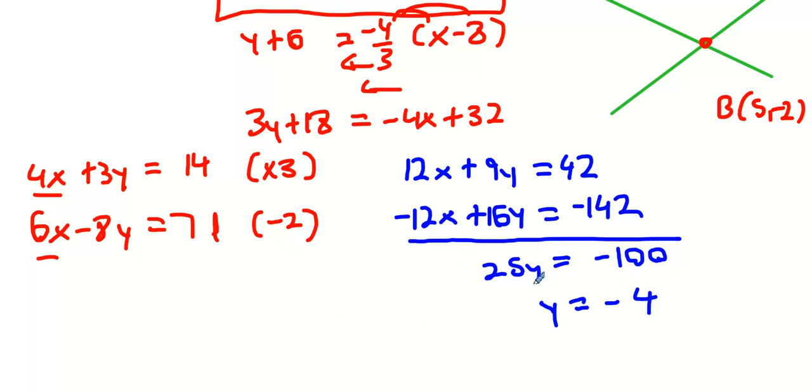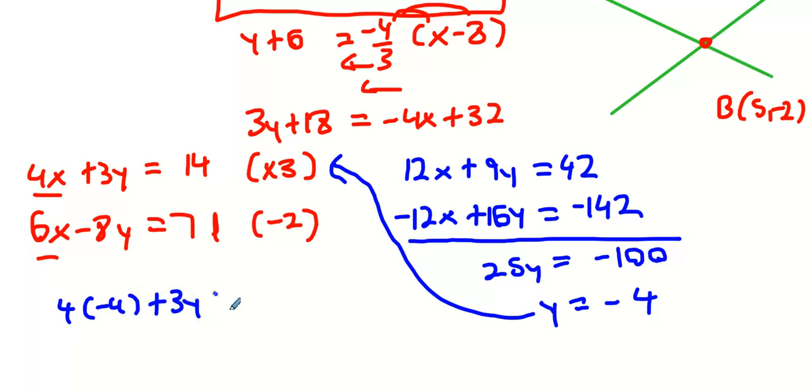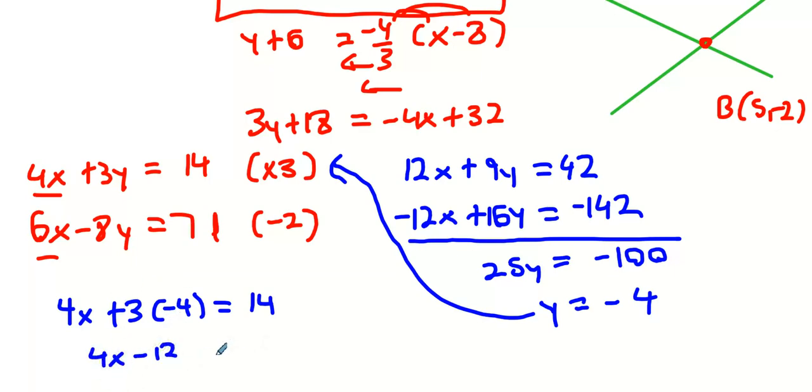Bring it back to either equation. I'm going to bring it back to the top equation. Is that all right? What do we get here? 4x plus 3 times y equals 14. 4 times minus 4, yeah? What's 14? Oh, thank you. You're on it today. 3 times minus 4? Okay. What's that? 4x minus 12 equals 14, so 4x equals 26. 26 divided by 4 is 6.5.